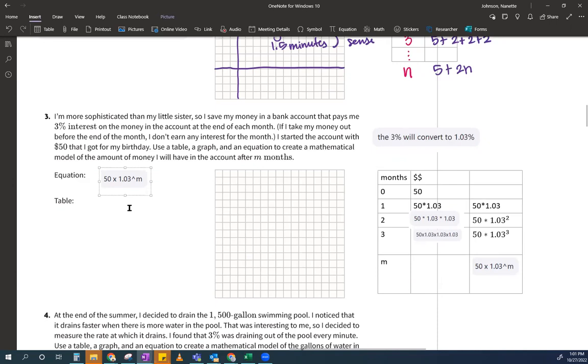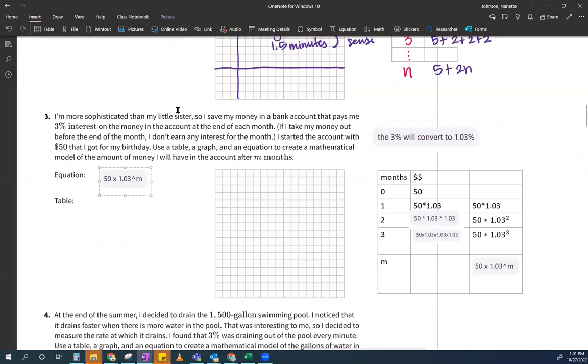For my Integrated 3 class, one of the questions I ask on their test goes like this. What does 50 mean? Where did the 50 come from? Is 50 my favorite number? Where'd it come from? Yeah, it's how much money I started with. I started the account with 50 bucks. Very good.